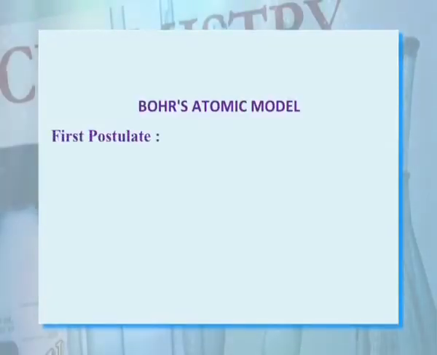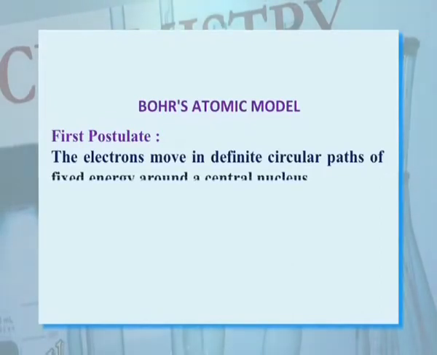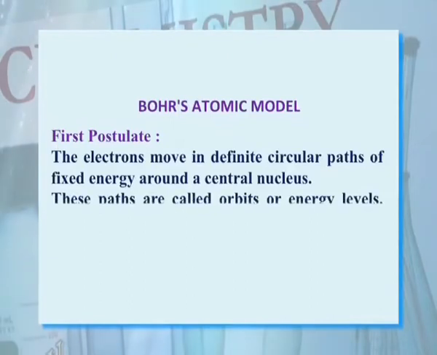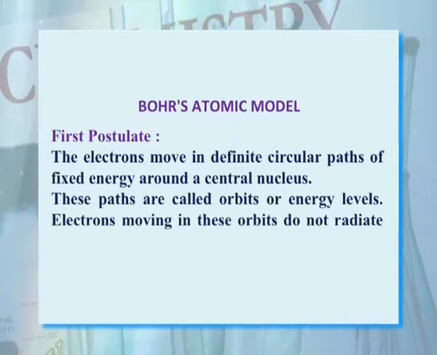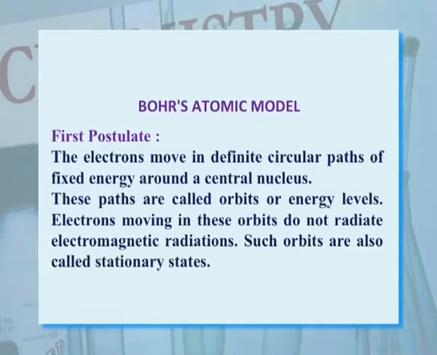Now, after the failure of the Rutherford atomic model, Bohr proposed his atomic model, and its important postulates are like this. First postulate: the electron moves in a defined circular path of fixed energy around a central nucleus. These paths are called orbits or energy levels. Electrons moving in these orbits do not radiate electromagnetic radiation. Such orbits are also called stationary states.